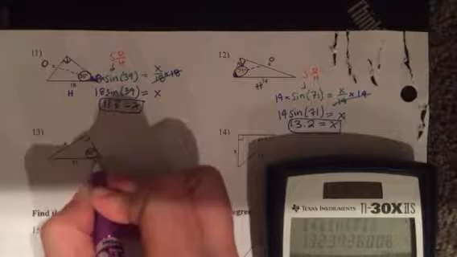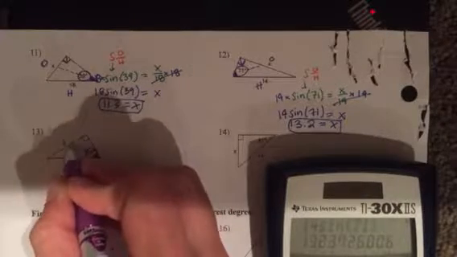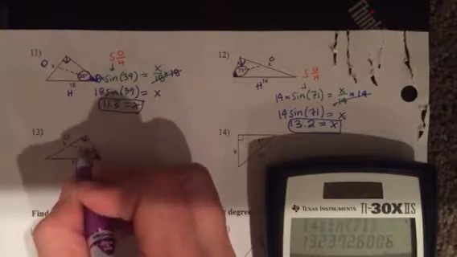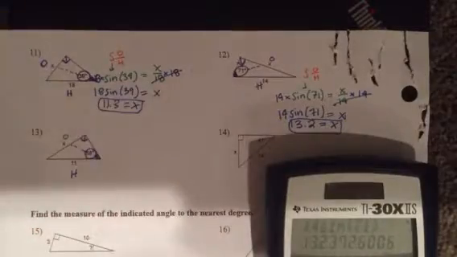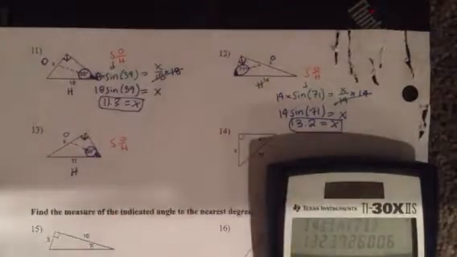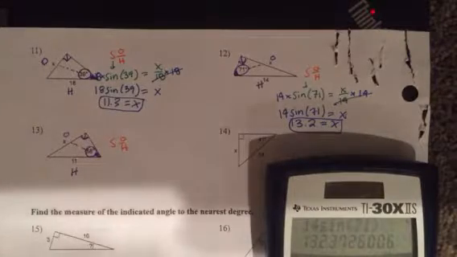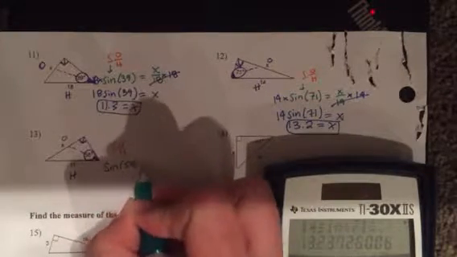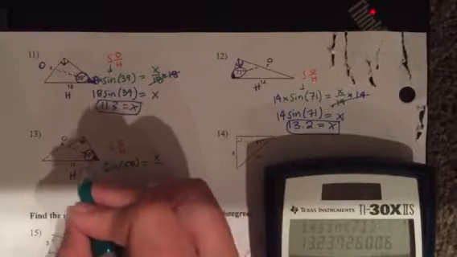From angle 58, we label opposite, hypotenuse. We are using O and H. Now I'm going to set up my equation. Sine of 58 equals O over H. I want to get x by itself, so we multiply by 11.